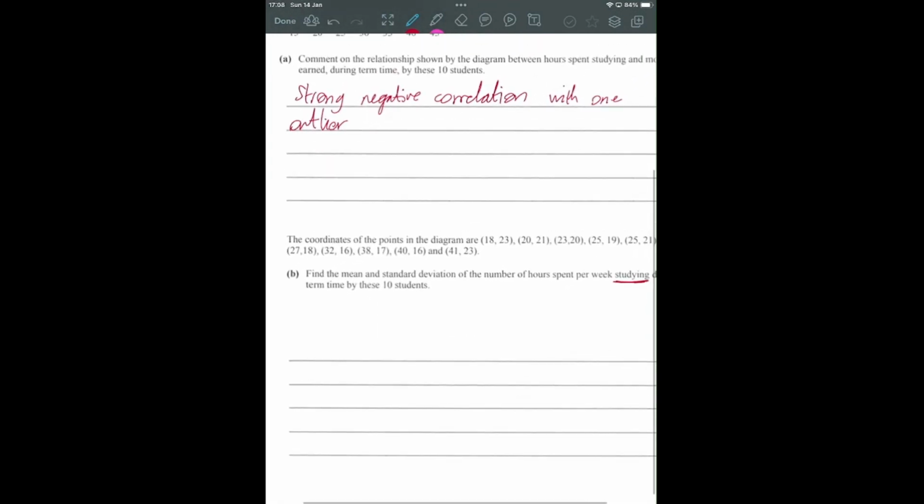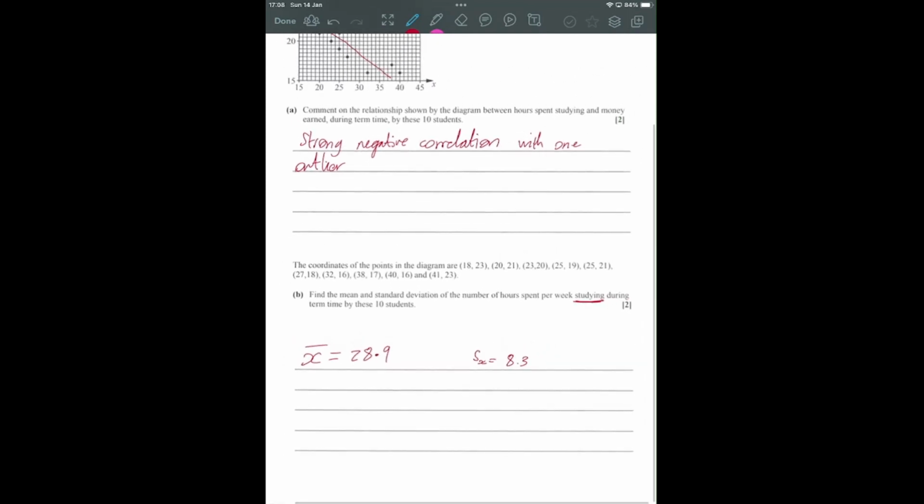Although I now have all the data, I can completely ignore anything that's related to Y and only read off the X things. So my X bar came out as 28.9, and my standard deviation, I should use little s subscript X for the standard deviation, is 8.3. It doesn't tell me how to round it, so I'll go to 3 sig fig.